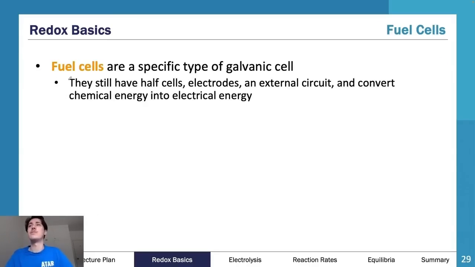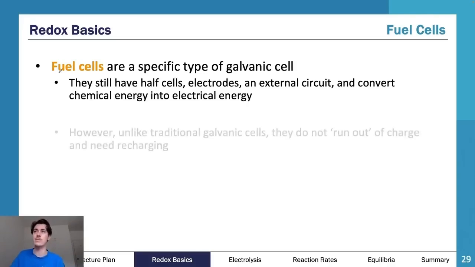All right, and then fuel cells are sort of the next step on. So we've looked at galvanic cells. Now, what about fuel cells? Fuel cells are a very specific type of galvanic cell. They still have half cells, they still have electrodes, they still have an external circuit, they still convert chemical energy to electrical energy. So they still do all those features.